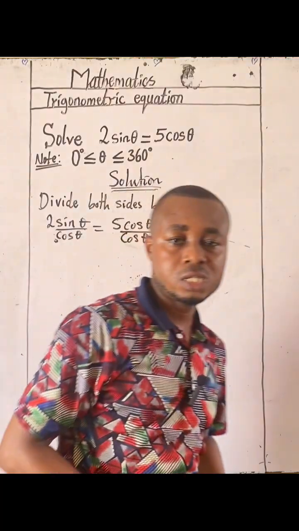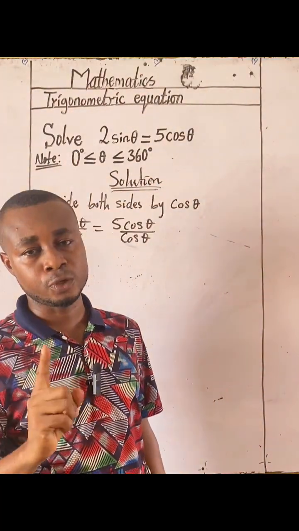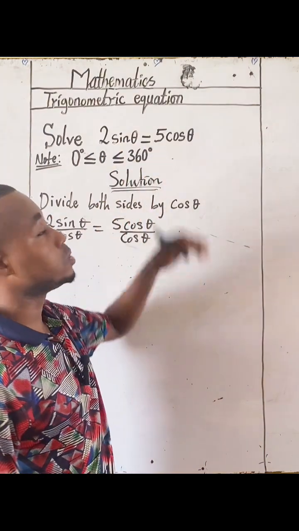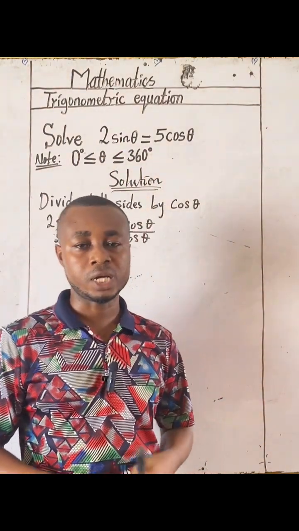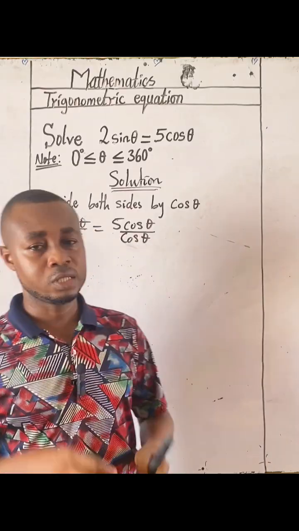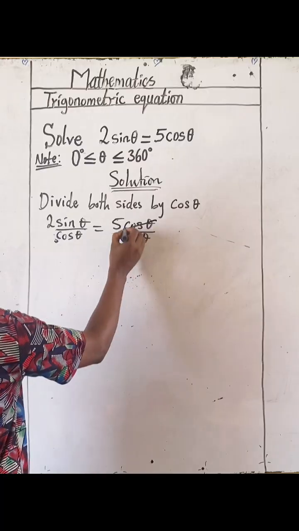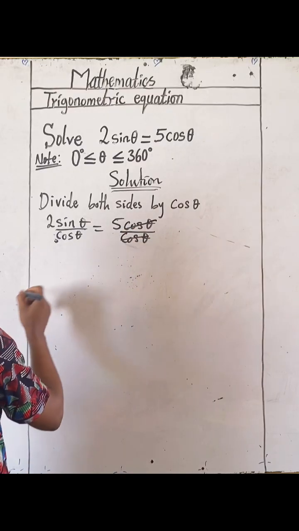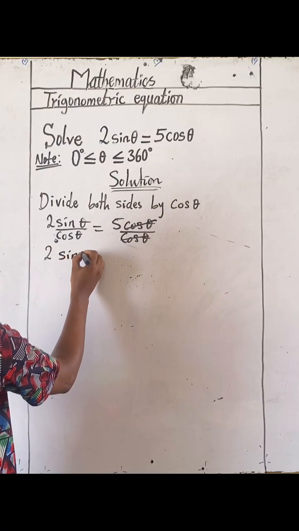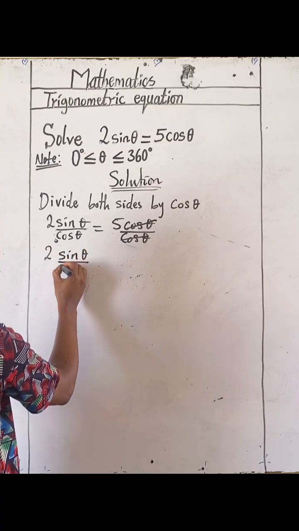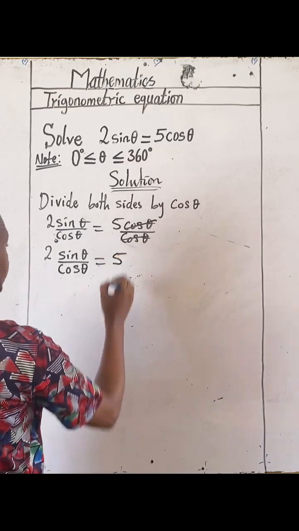Why are we doing this? We need to do this in order to focus on one trigonometric function, because looking at these two now, it complicates the whole thing. So by so doing, we'll be able to know the trigonometric function we need to go with. So cos theta cancels cos theta. Then we are having 2 sine theta over cos theta, which will be equal to this 5.